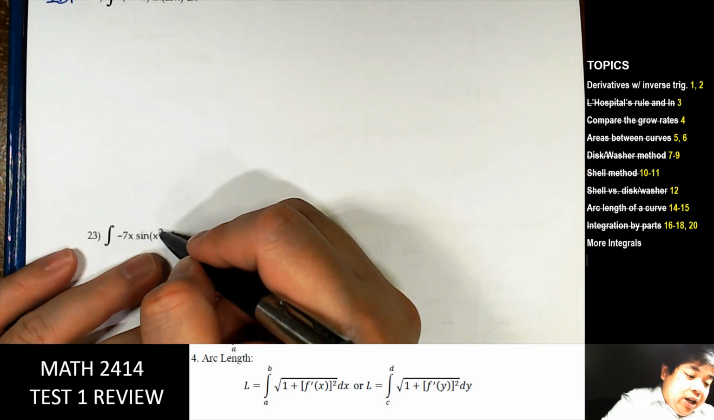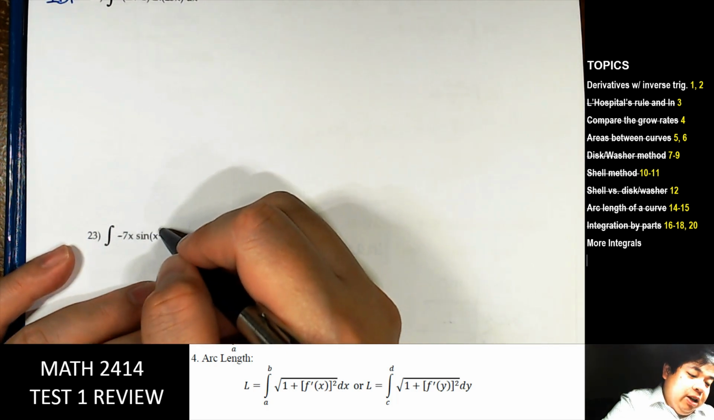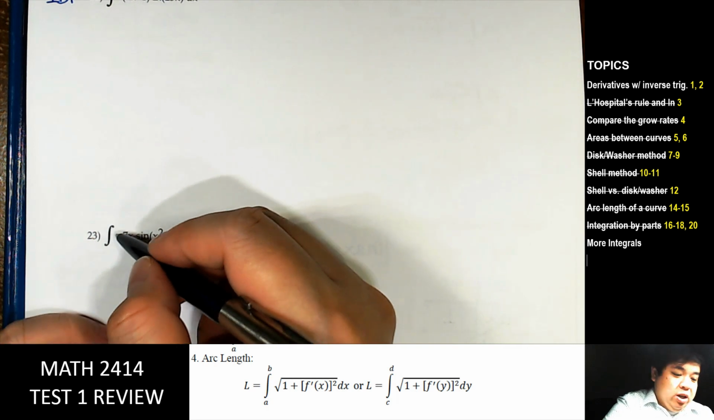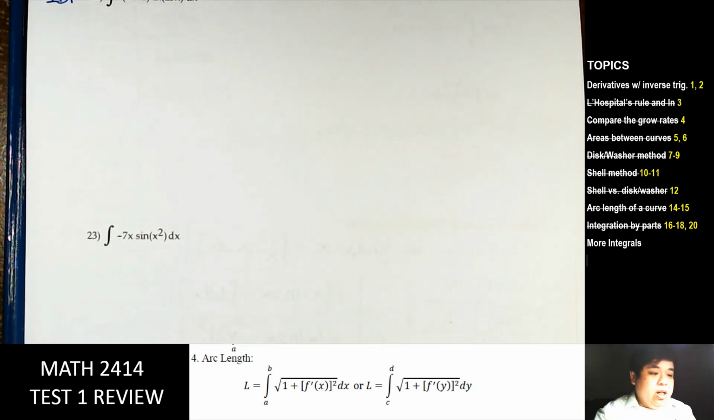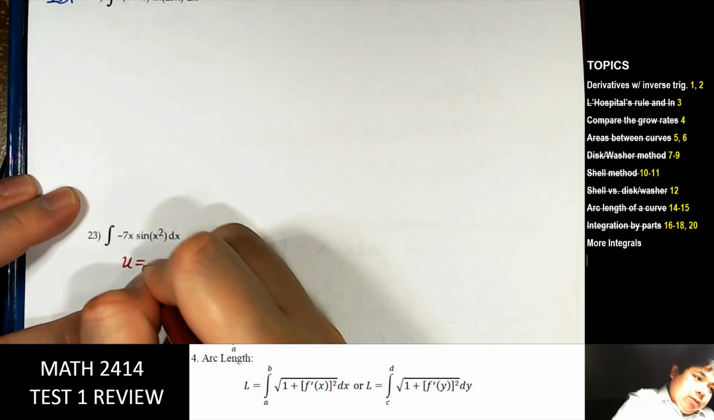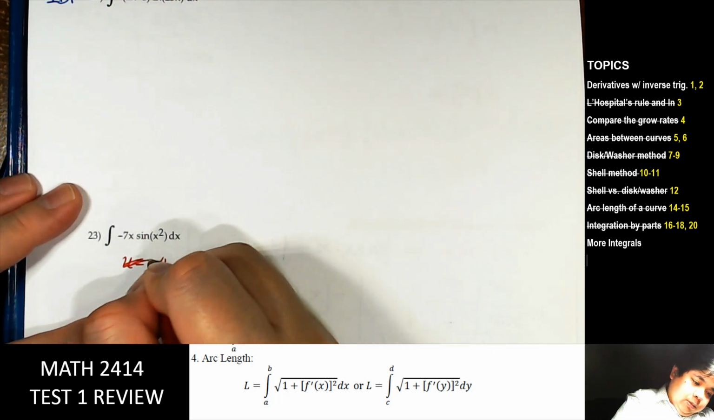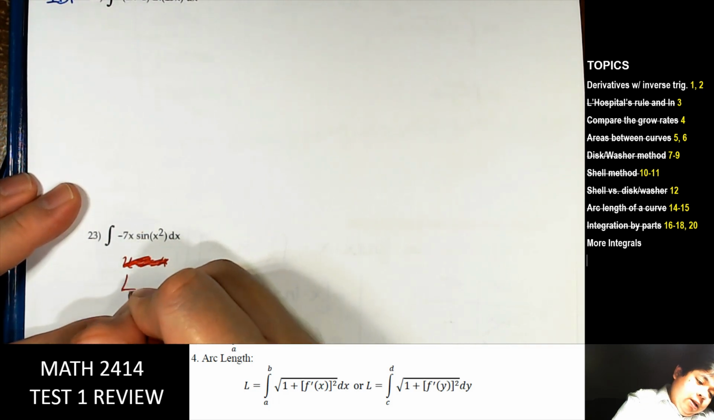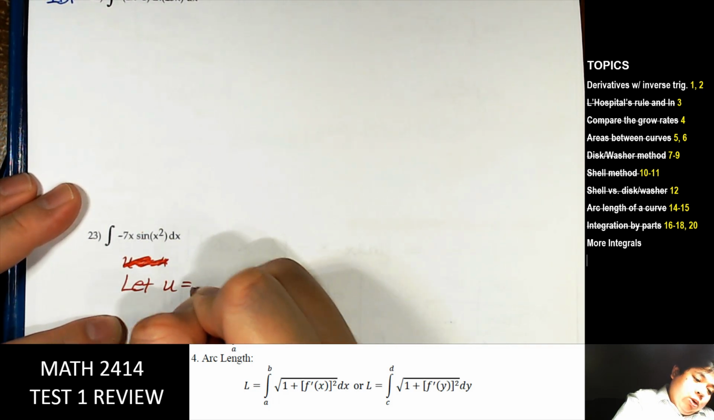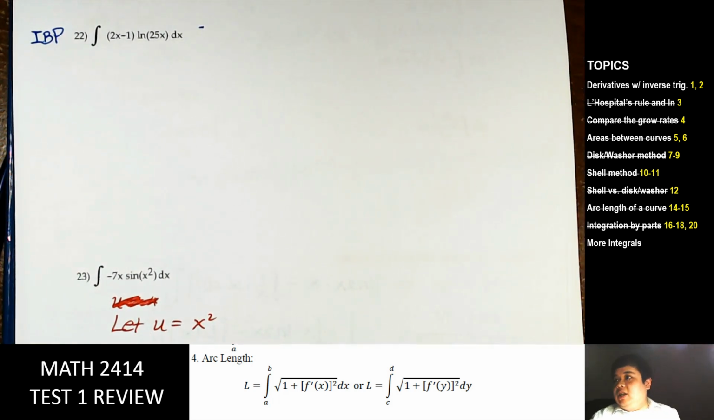Besides, if we let u equal to x squared, we have derivative of x squared, just x, which cancels with this out, which is good. So this is also another substitution. Let u equal to x squared. Right, I'm going to do 22 and 23.